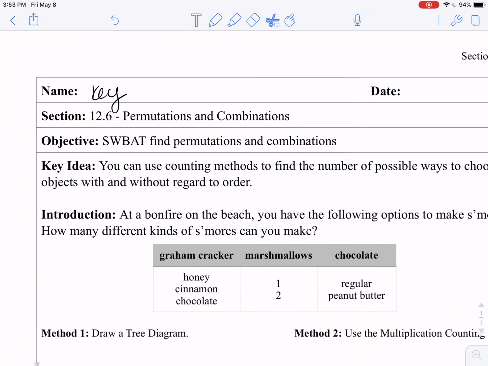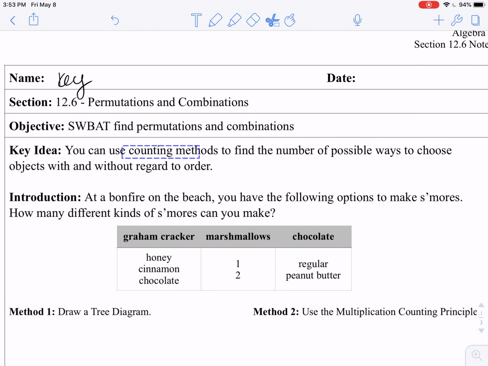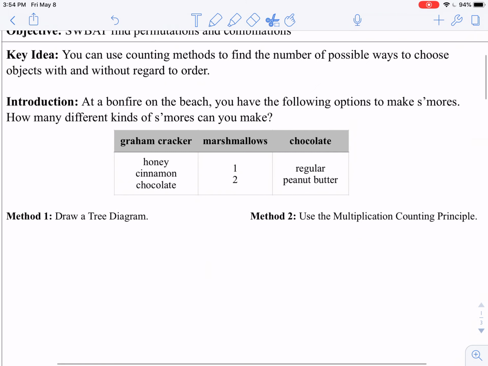By the end of the day, you will be able to find permutations and combinations. The key idea of this lesson is that you can use counting methods, ways to count things, to find the number of possible ways to choose objects, either with order or without order. Let's start with this example.